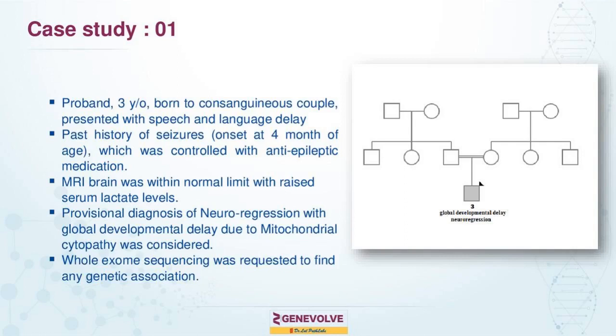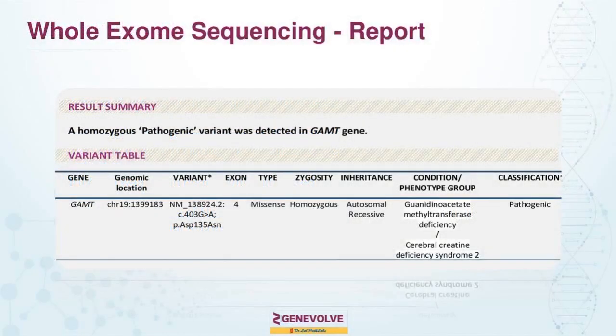This patient had speech and language delay. A history of seizures was also mentioned. The MRI was normal, and neuroregression as well as global developmental delay were suspected. With this information, whole exome sequencing was done. The report revealed the presence of a homozygous mutation in a gene known as GAMT, which stands for guanidinoacetate methyltransferase. It causes GAMT deficiency, or cerebral creatine deficiency syndrome type 2.